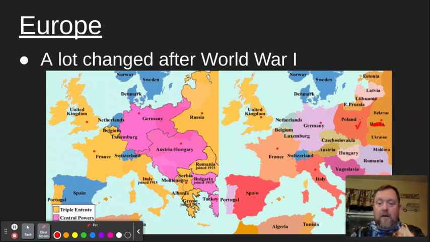Poland here, they're new. East Prussia, new. Lithuania, Latvia, Estonia, all new. You'll see Austria-Hungary, which is right there, no longer exists. You have Austria. You have Czechoslovakia. Try spelling that. You've got Yugoslavia and Hungary. Now you can see Romania over here is right here on this map, and over here it's bigger. And the Ottoman Empire, Turkey, and Bulgaria are the same.